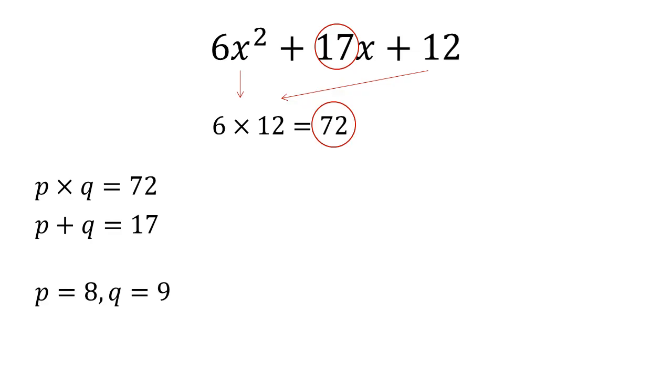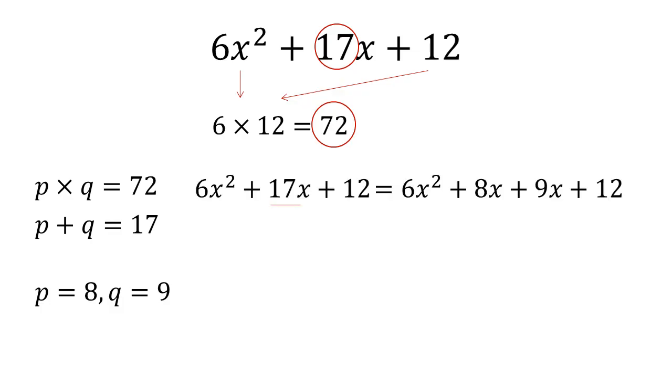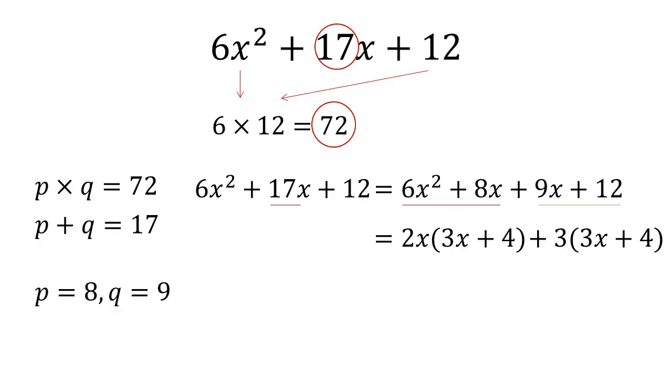So we now split our 17x up. So we have 6x squared plus 8x plus 9x plus 12, and we factorise separately. So 6x squared plus 8x, they've both got 2x in there, so let's bring that out. So that'll be 2x lots of 3x plus 4. 9x plus 12, they're both multiples of 3, so if we bring the 3 out, we get 3 lots of 3x plus 4. So we've got the same bracket on both sides, so we can now factorise again, and there's our answer, 2x plus 3 times 3x plus 4.